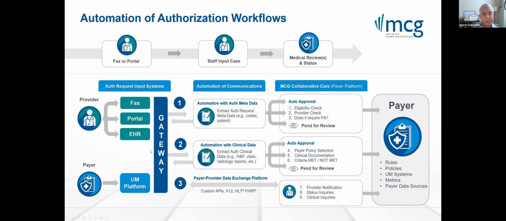So however they do it, once the information is triggered for a particular order, you can see in step 1, we can automate based on the authorization metadata, which means this provider is asking for this particular code or this particular procedure or diagnosis. So just with the authorization metadata, we have a rules engine that would check the eligibility, and that would check, does it require prior auth?